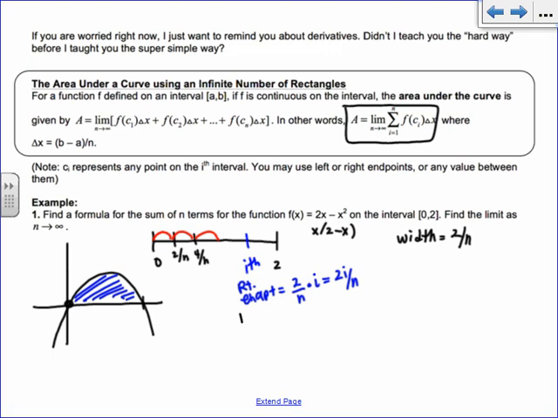So the height of that right endpoint would be 2 times 2i over n minus 2i over n squared, because we're using the function, we're plugging it in. So if we simplify a little bit before we put it into the sigma, we're going to have 4i over n minus 4i squared over n squared. Okay, so we just simplified a little bit.